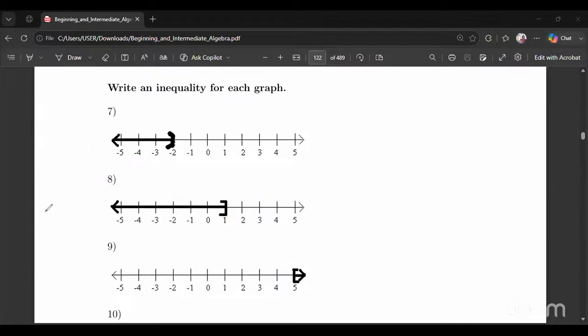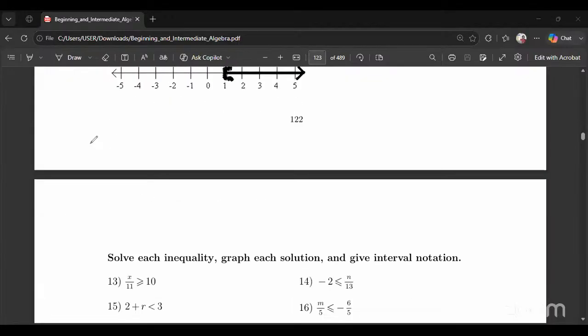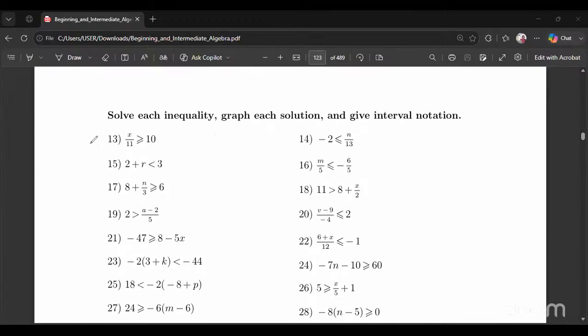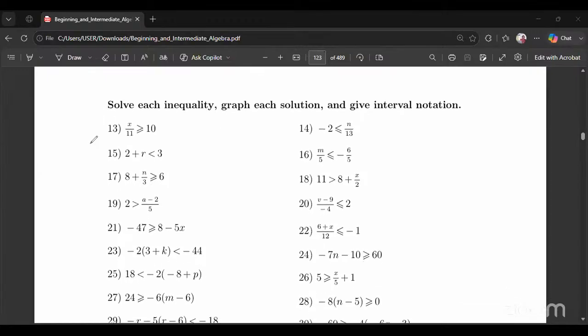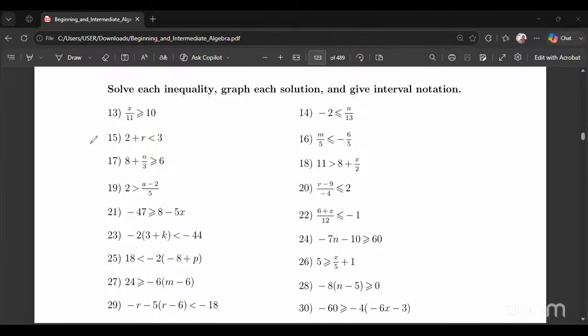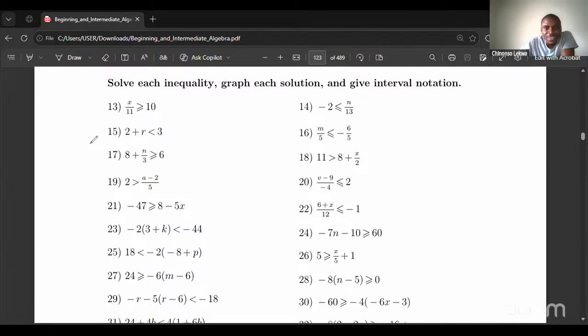All right, so let's move on to the next one and see what it has for us. Okay, this one is about solving inequalities, graphing each solution, and giving interval notation. Do you want to go on this one, Mr. Chinaso? All right, I'll gladly do that.